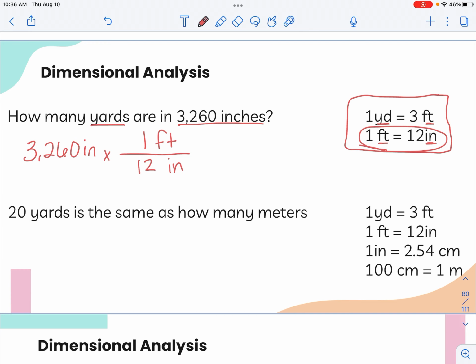Okay, that's our conversion factor. So now I've canceled out my inches and I'm left with feet, right? So I still need to get to yards. So if I have feet on the top, I know I have to put feet on the bottom. And now I know that there's 3 feet in 1 yard. So my feet are canceled out, and now I'm left with yards as my only unit.